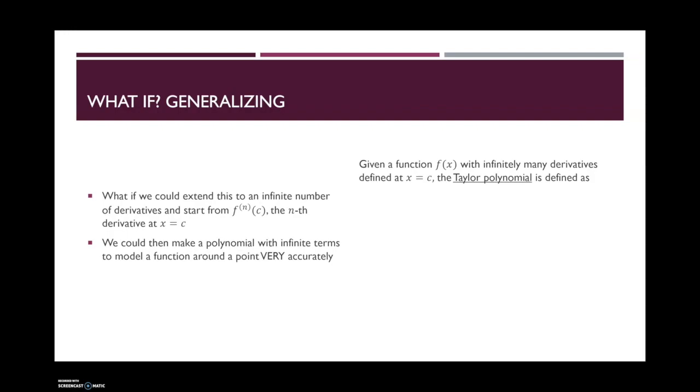And so what Taylor defined was, given a function f of x with infinitely many derivatives defined at x equals c, the Taylor polynomial is defined as, for the function f of x will be equivalent to the series from 0 to infinity for the nth derivative of c over n factorial times x minus c to the nth power. You could go from 0 to 5 like we did. You can go from 0 to 10. Theoretically, going from 0 to infinity would make something that's 100% equivalent to f of x.